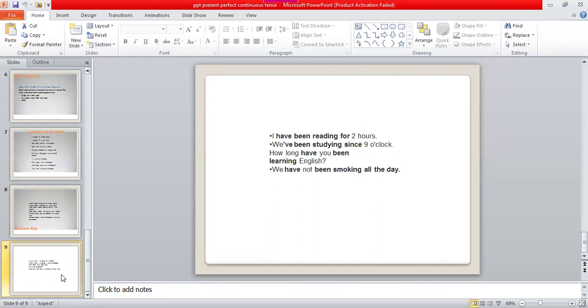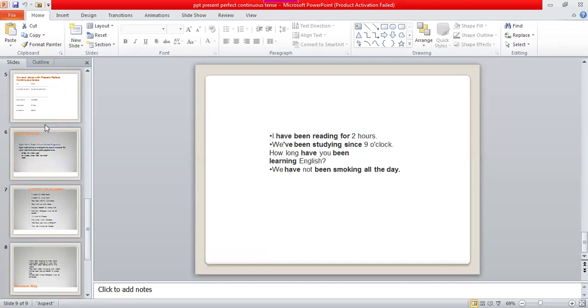So I think students, it was very easy for you to understand all the sentences with the present perfect continuous tense, and your idea with the present perfect continuous tense was quite clear by now.